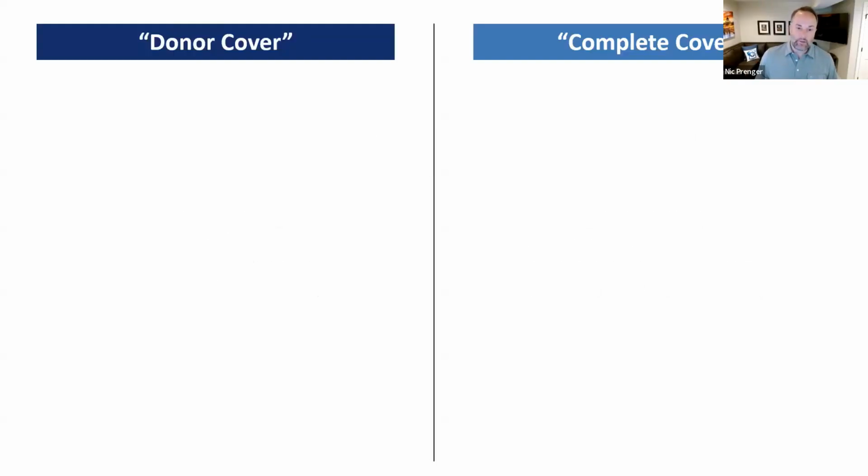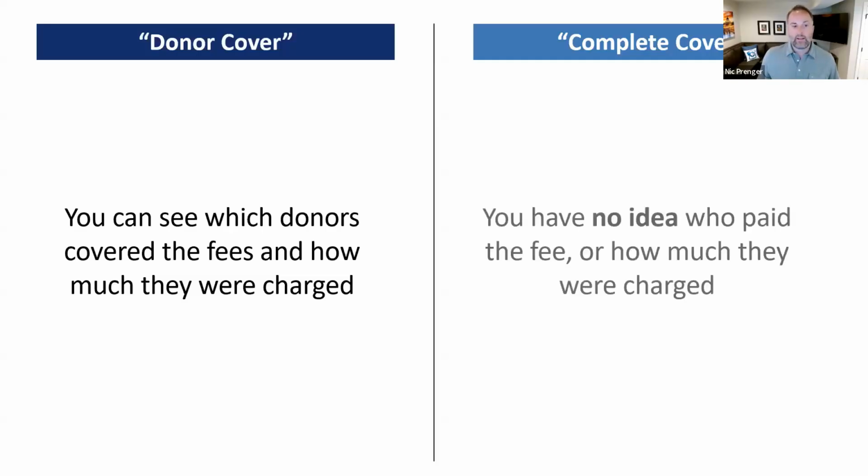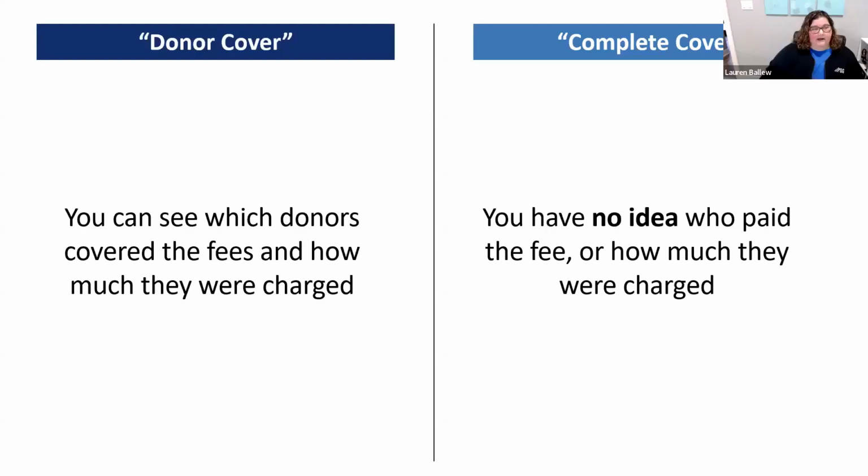So let's dig in a little bit deeper, right? So the traditional donor cover, you can see which donors covered the fees, how much they're charged, right? You get a report on that. On complete cover, you have no idea, right? You're saying Blackbaud's going to give me the full amount of every gift, and then they're going to add on an extra amount, which in our research averages 9 to 10%. But we have no idea who paid that, right, Lauren? We don't know how much they paid. We do see it if you try and change it, which we can talk about in a little bit, but you're not getting a report that says this person made a gift of $1,000 and an extra $90 on top of it.